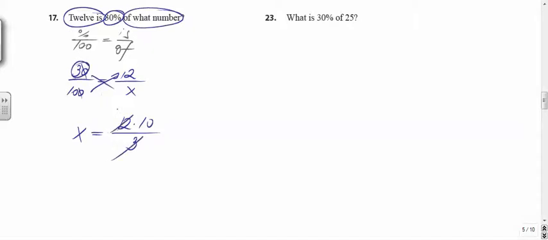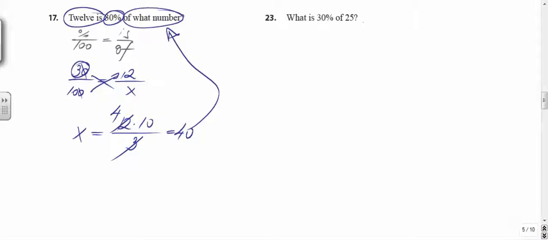3 goes in 12 4 times. Your x will be 40. 12 is 30% of 40, right? So that's your missing number. Let's see the other problem.